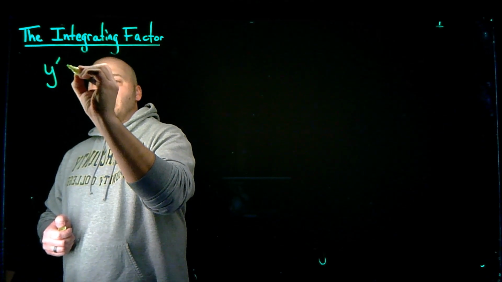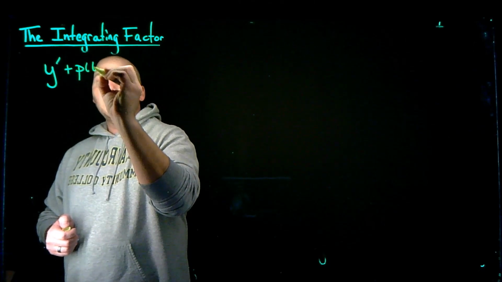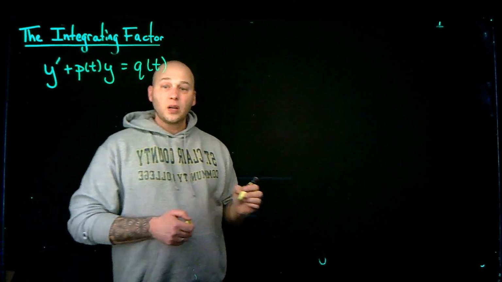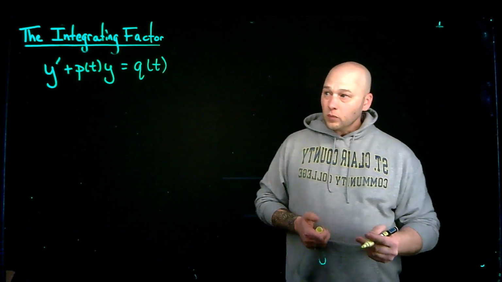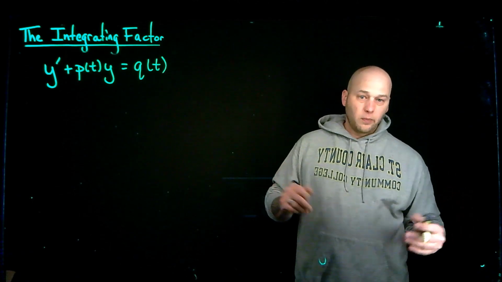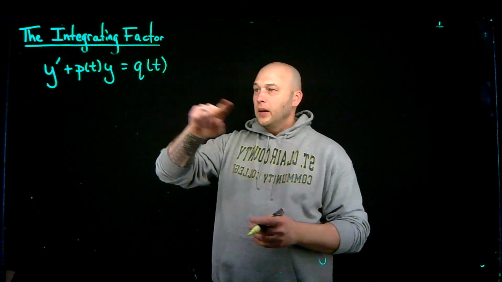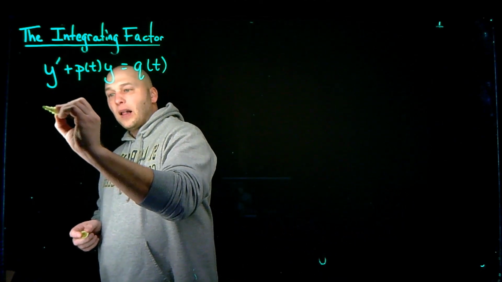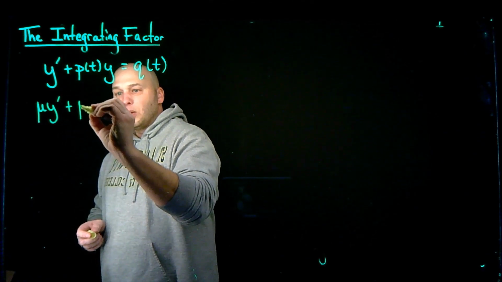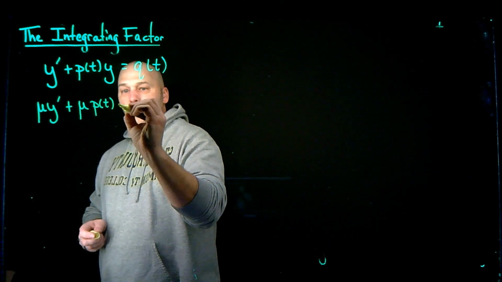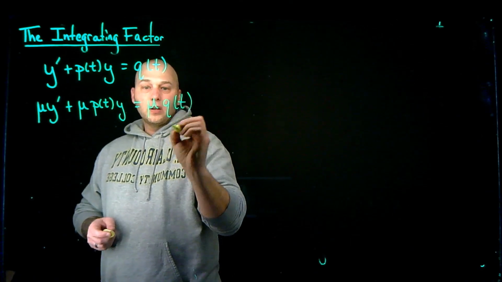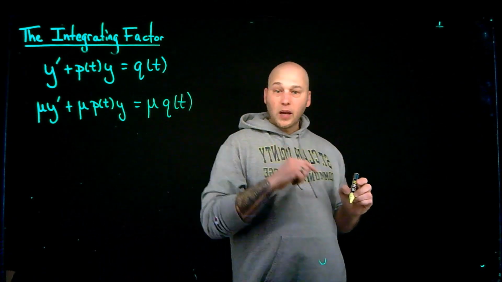So y prime plus p of t y is equal to q of t, right? This is the form for which we will use an integrating factor. Well, what I want to be able to do is multiply by some sort of a function. The function being mu. I want to be able to multiply both sides of this, so I get the following. Mu y prime plus mu p of t y is equal to mu q of t, right? What I want to do when I use an integrating factor is I multiply both sides by that.